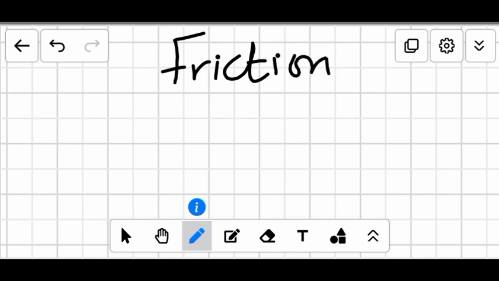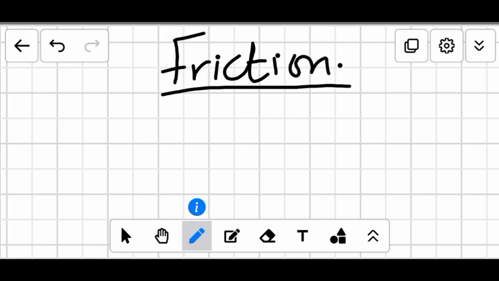Friction, or you call it frictional force. So what is friction or frictional force? This is a force that opposes motion, and it's a force that exists between two surfaces that are in contact. For instance, your feet on the floor, the force that exists between your feet and the floor is friction.